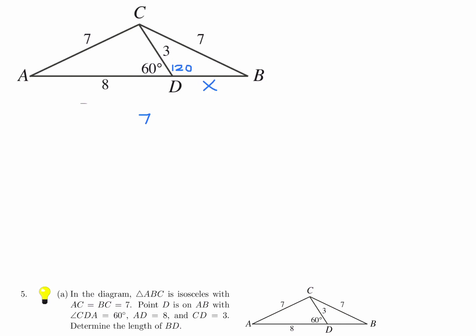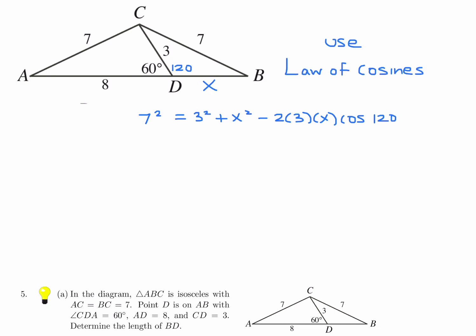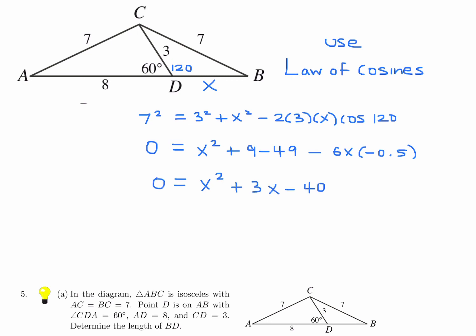So that will give me 7 squared is equal to 3 squared plus x squared minus 2 times 3 times x cos of 120. Putting everything on one side: x squared plus 9 minus 49 minus 6x cos of 120, which is negative a half, is equal to 0. So this becomes x squared plus 3x minus 40 is equal to 0.